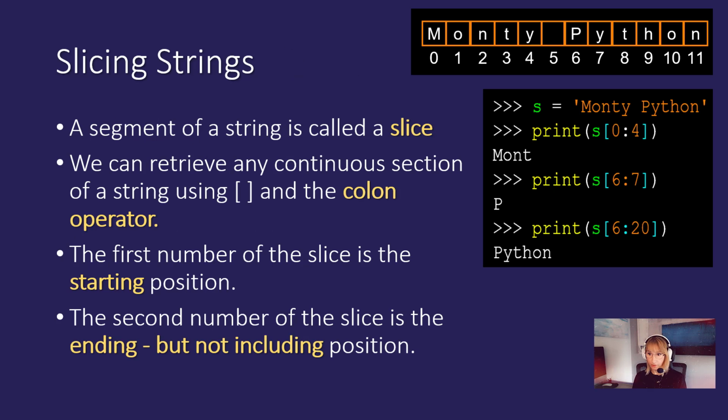A segment of a string is called a slice. We can retrieve any continuous section using brackets and the colon operator. The first number before the colon is the starting position. The second number of the slice is the ending position, but not including it. Look, for example, at the second example in this slide. It will print from the string s from the 6th character until the 7th, but not including the 7th character. So it's going to print the letter P.